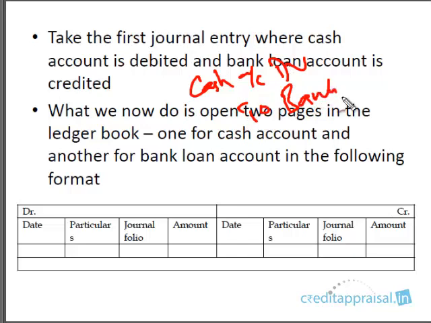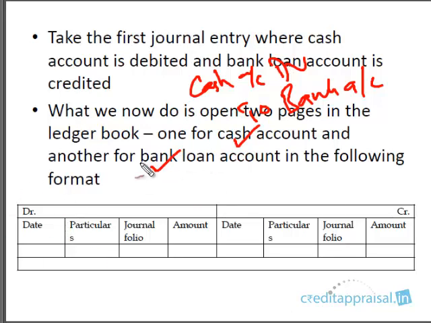So we have a transaction in which 2 heads are affected. One is the cash head and another is the bank head. Cash is the debit effect, and bank is the credit effect. So what we do is we open 2 pages in the ledger, one for the cash account and one for the bank account in this particular format.